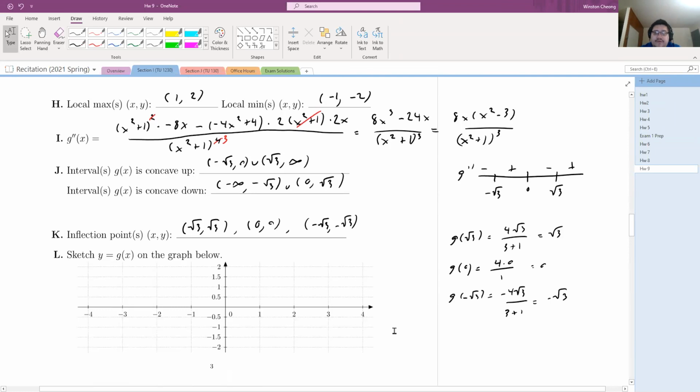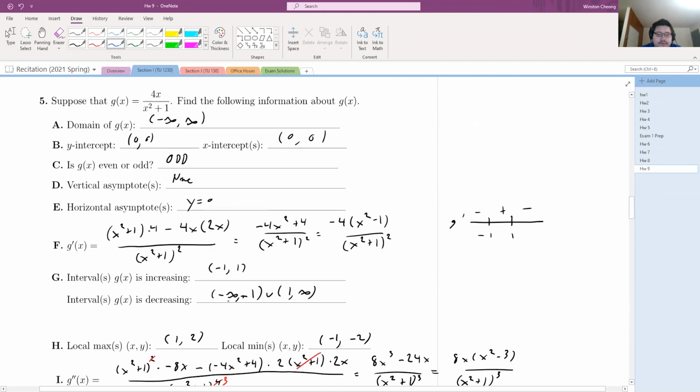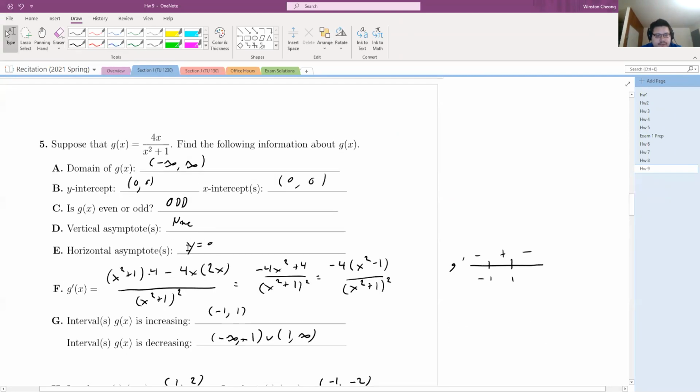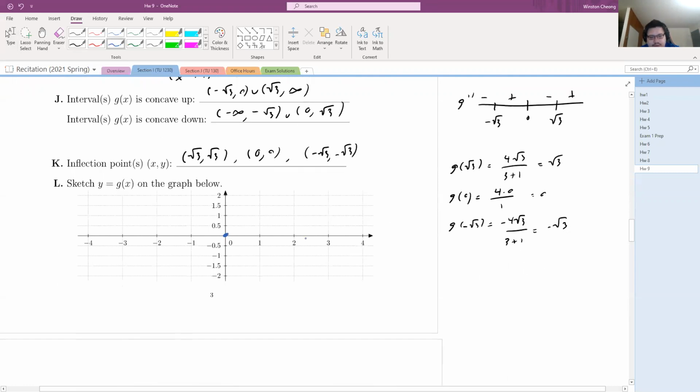And now to graph these things, you should be aware that √3 is approximately 1.7. And we have a bunch of points to put down. Do we have vertical asymptotes? No vertical asymptotes, a horizontal asymptote. So I'll put some dash lines to remind myself. And then 1.7 is around here. Negative 1.7 is around here.